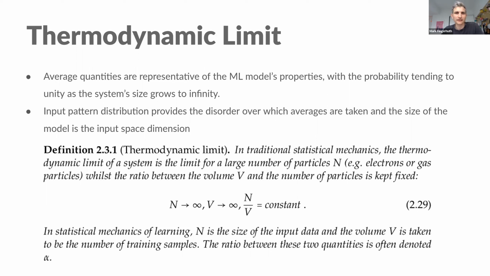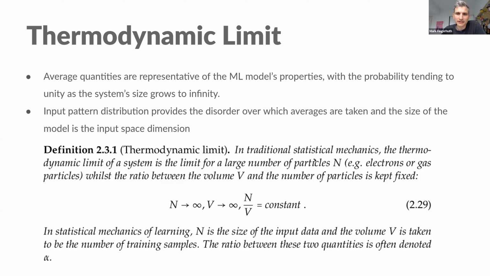One quantity that is very important in statistical mechanics is the thermodynamic limit. The idea is that average quantities of these ensembles of machine learning models are representative of the model, with the probability tending to 1 as the system size grows to infinity. The averages in this case are usually taken over the input pattern distribution, so it's the distribution of all the possible data sets that we could be looking at. And the size of the model defines our input space dimension.